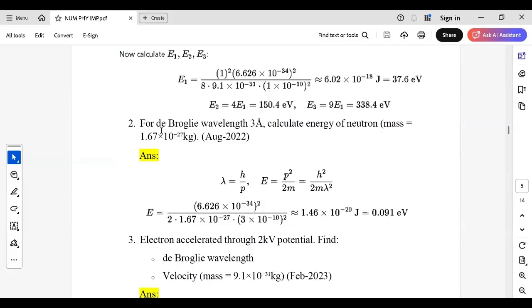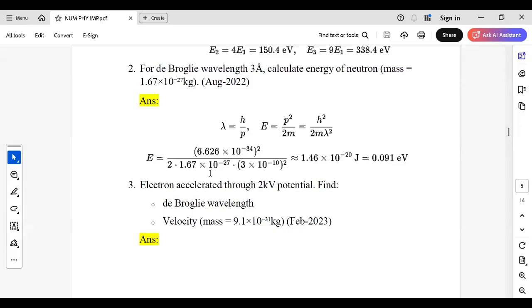Now, for de Broglie wavelength 3 Angstrom, calculate the energy of a neutron. Lambda is equal to h by p. Energy is equal to p square by 2m. p square can be written as h square by lambda square, substituting h by lambda in place of p. After substituting all the values, we get 0.091 eV, which is electron volt.